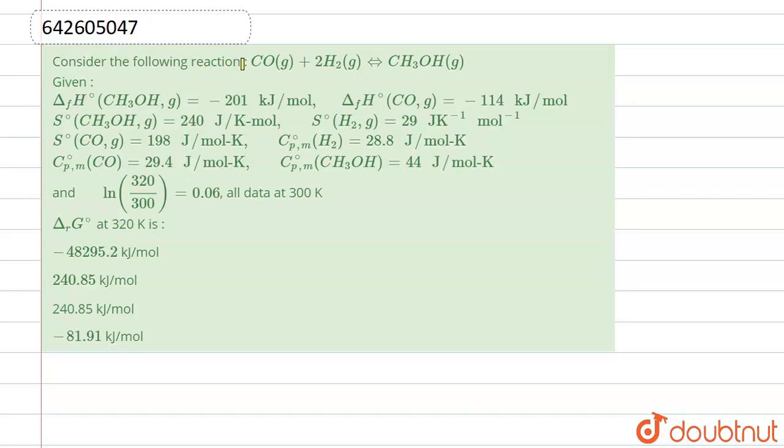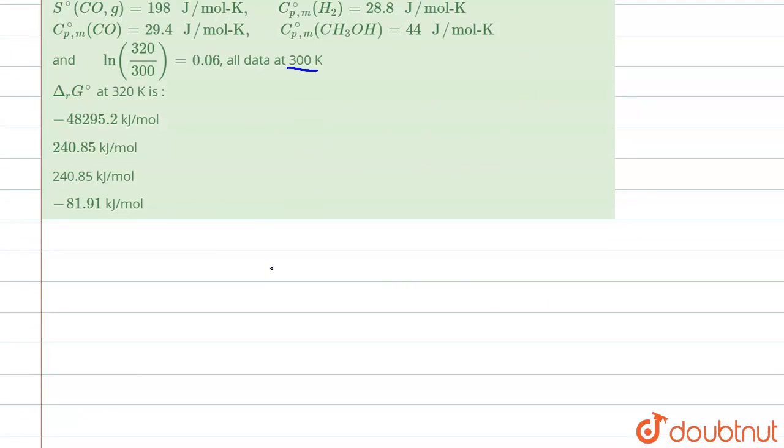So in the question a reaction is given, which is CO in gaseous state plus 2H2 gives CH3OH, right? We are given the value of ΔH° for these, and a few enthalpy and entropy values for our reaction, and we have the value of ln(320/300), right? All the data given is only for 300 K. The question is asking about the value of ΔG° at 320 K. Okay, so let us start with our question.